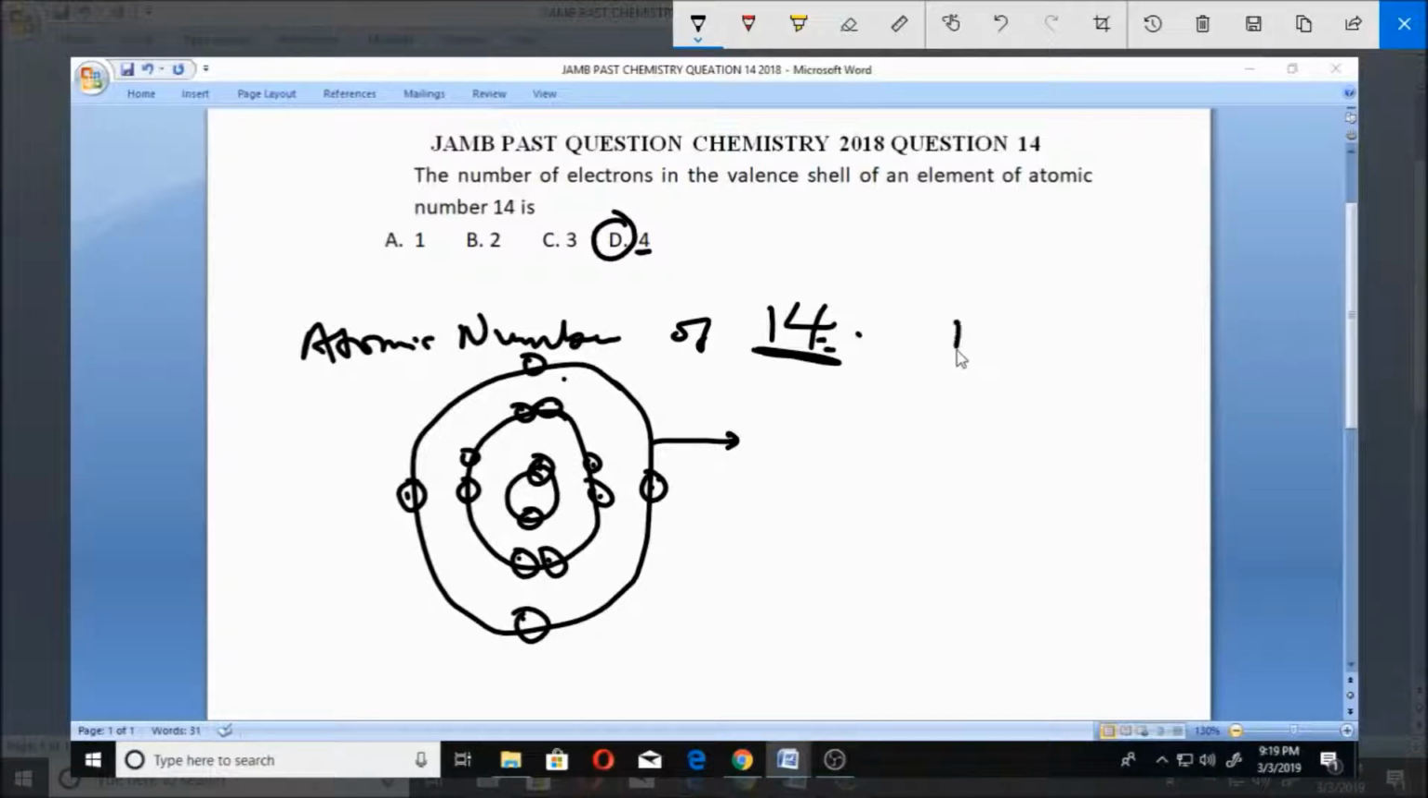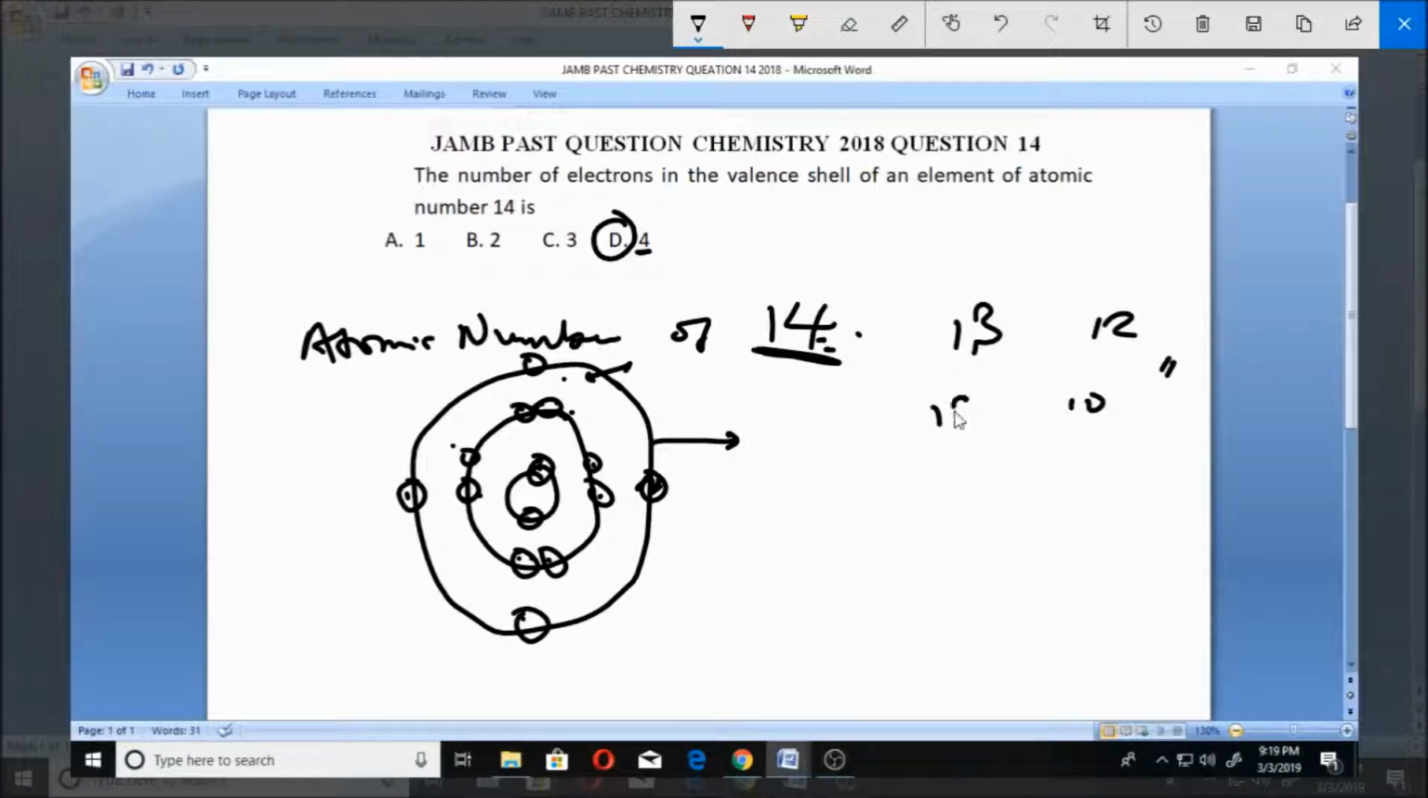So let's say this has an atomic number of 13. You know what would have been here would have been 3. If it had 12, what would have been here would have been 2. If it had 11, it would have been 1. If it had 10, it would have been 8, because this valence electron would have been gone. It will be remaining this to give 10: 1, 2, 3, 4, 5, 6, 7, 8, 9, 10. So the valence electron would have been 8. But for 14 it is 4.